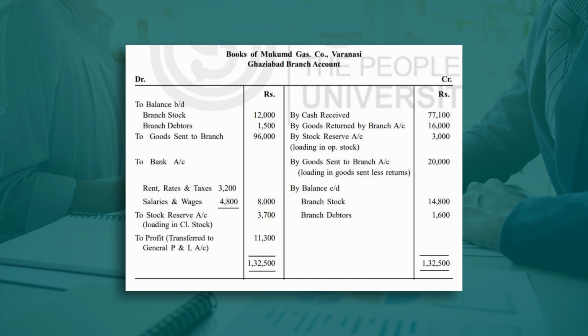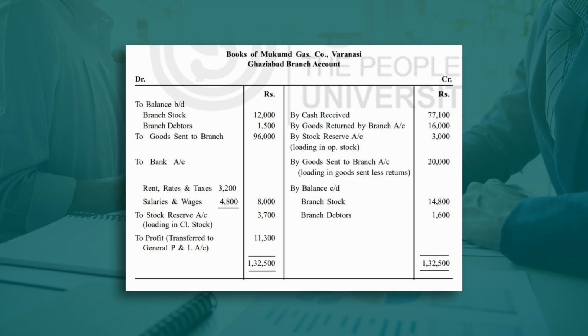Then by cash received 77,100, it is provided in the question. By goods returned by branch 16,000, it is also provided in the question. Let us check it. 16,000, yes, goods returned to head office 16,000. Then this is the loading amount of this opening stock. This is the loading amount of goods sent to branch. By balance c/d, it means these are the closing balances, stock closing balance and branch debtors closing balance. So, we can check it. Yes, now we can easily calculate.